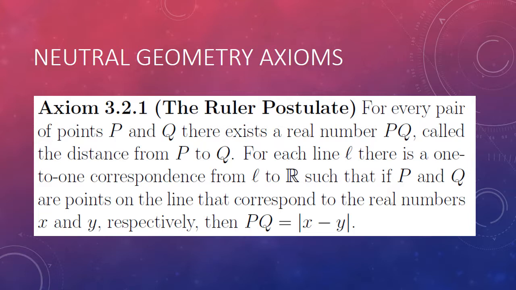This is why it's called the ruler postulate, because it basically says that every single line can have a ruler attached to it so that you know exactly the distance from any 2 points on that line.